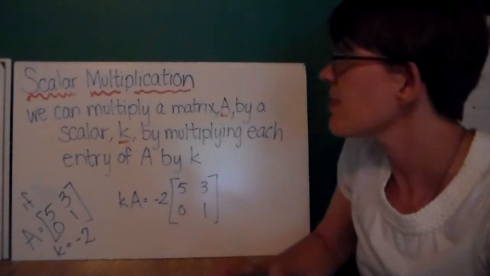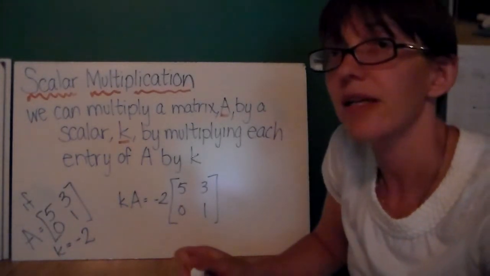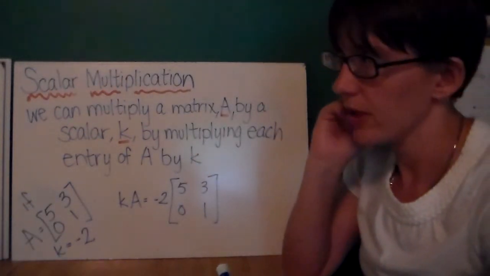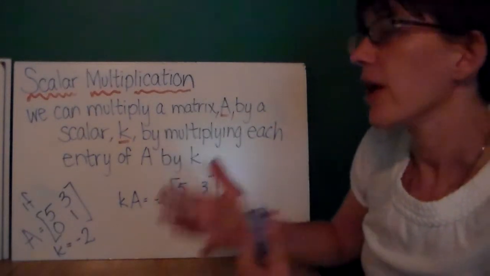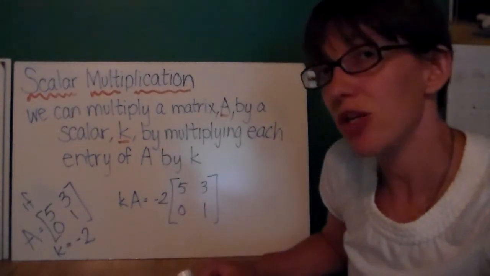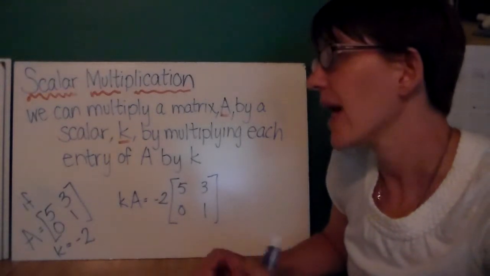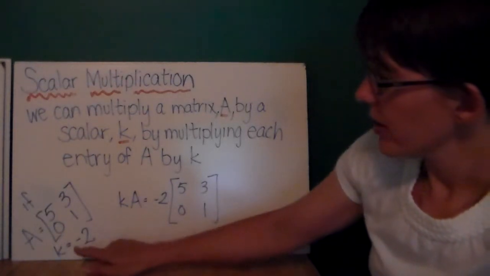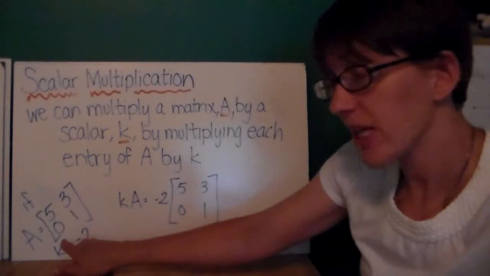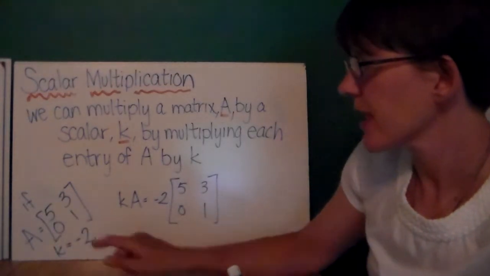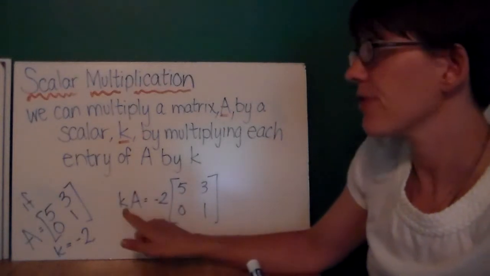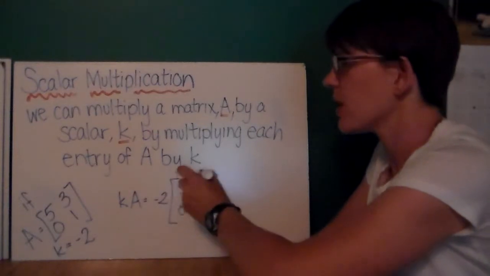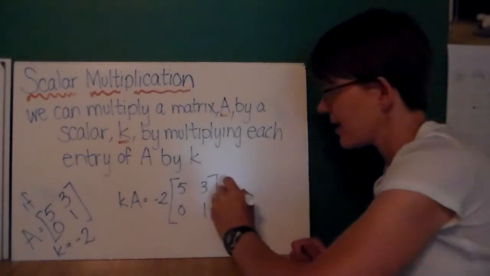Now we can also multiply a matrix A by a scalar, K. I don't know why they chose K, but we'll notice matrices get denoted with capital letters. So in order to do this, I'm going to multiply each entry of the matrix A by that numeric value, or that variable value even, K. So here, A is a 2 by 2 matrix, 5, 3, 0, 1. K is -2, so to find that scalar multiplication product, KA, I'm going to take -2 and multiply every single entry by -2.